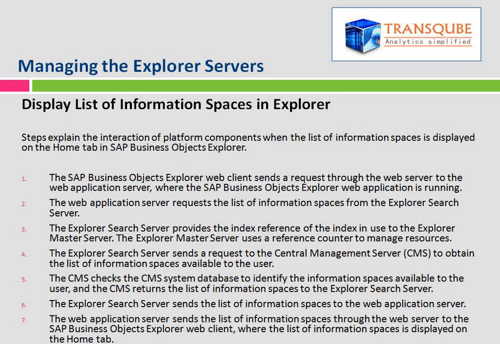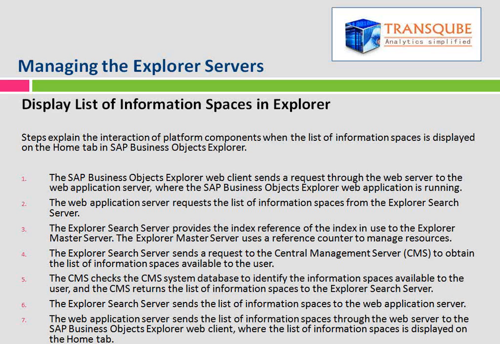Once you create these information spaces, you can designate and authenticate the end user on what particular information space you want to provide access to. The CMS checks the CMS system database to identify the information spaces available to the end user. CMS communicates back to the Explorer Set Server that this user can only access this, and cannot access anything else. It responds back to the system and showcases the information in this area.